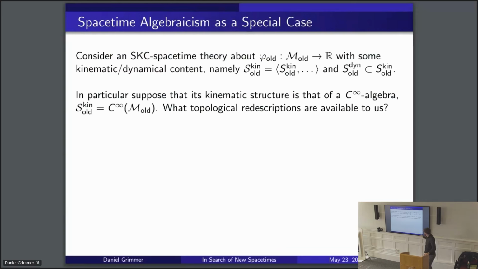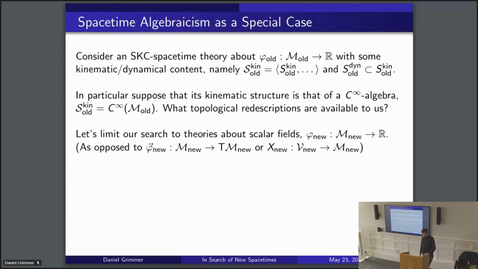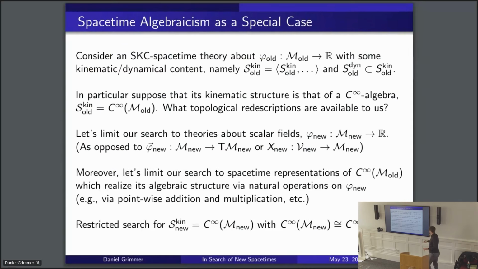What range of topological redescriptions are then available to us? Well, let's limit our search to theories which are also about real valued scalar fields on their new spacetime, whereas we could have explored things about tangent vector fields or particle trajectories. We could have tried to represent it in any number of ways, but let's restrict our search. And moreover, let's restrict our search to spacetime representations of this algebra C-infinity M we want to represent using natural operations on this new spacetime. So it's normal pointwise addition, multiplication, those kinds of things.